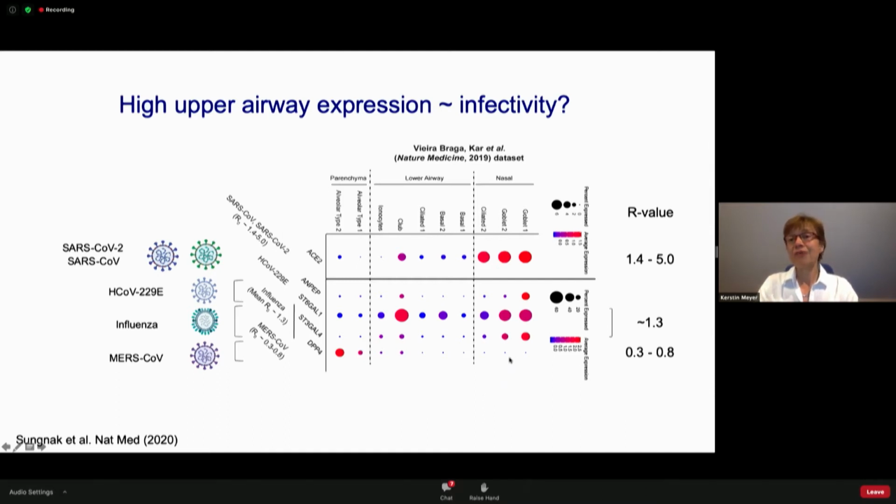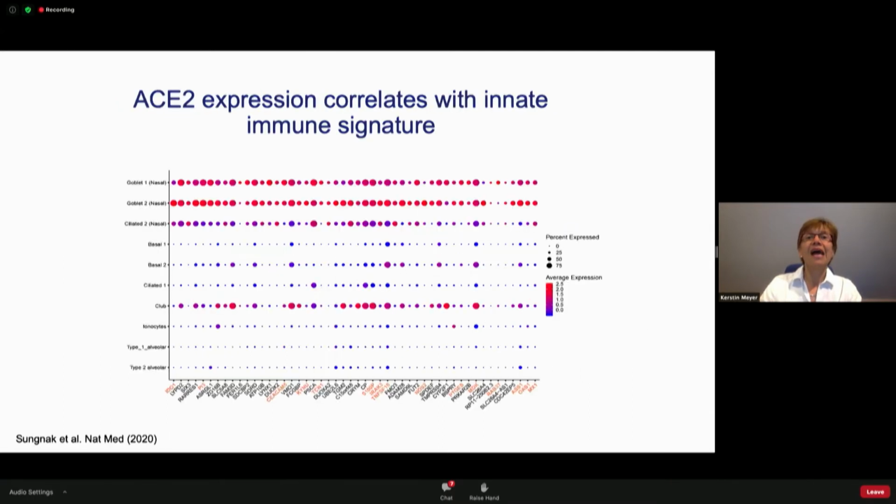What we found is that those viruses that had a very high R, or transmission value, also showed very high expression in the upper airways. Whereas MERS, which has relatively low transmissibility, shows expression that is much lower in the upper airways and higher in the parenchyma. Now, I'm sure this is not the only story that governs transmissibility, but it's very interesting how we can harness data from the Cell Atlas to start to get an idea about the biology of the virus.